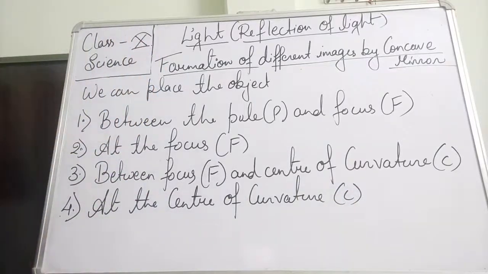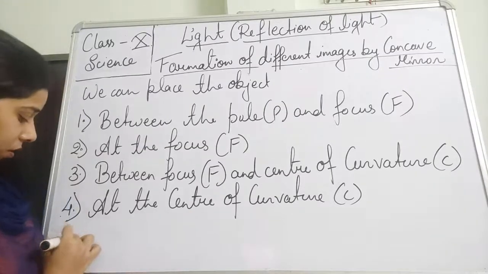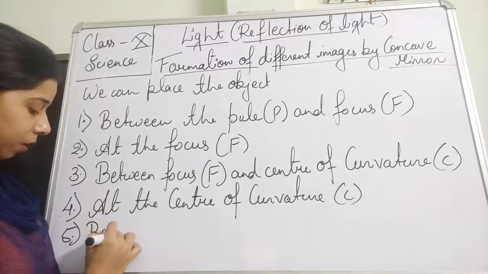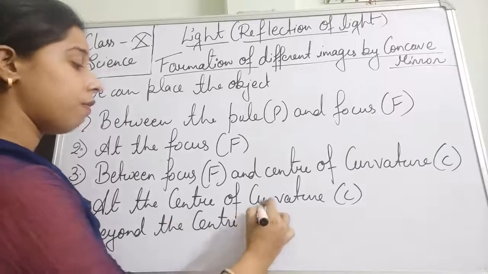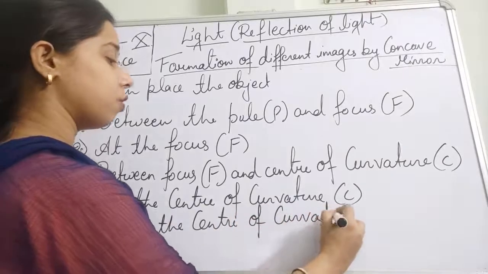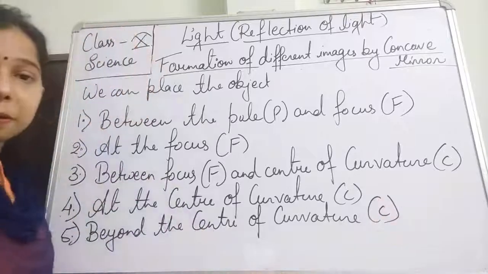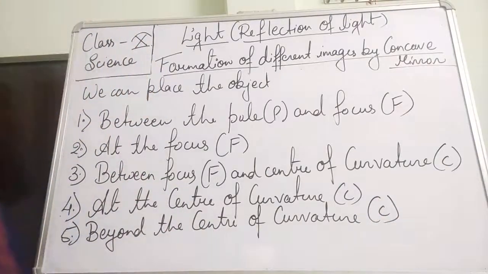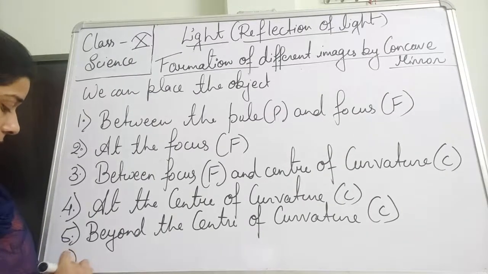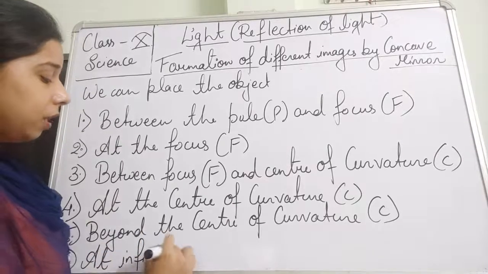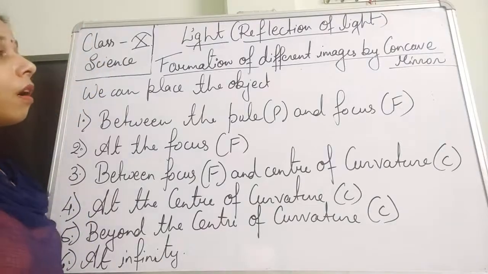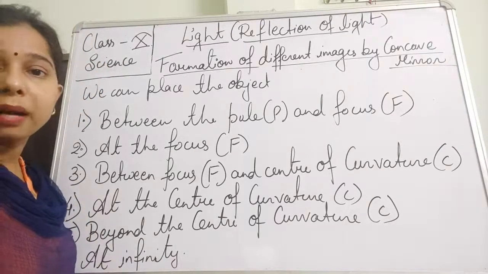At the center of curvature. Then beyond the center of curvature. Fifth one is beyond the center of curvature, represented by capital C. And the last one is at infinity. These are the few conditions that will decide the kind of image formed by the concave mirror.